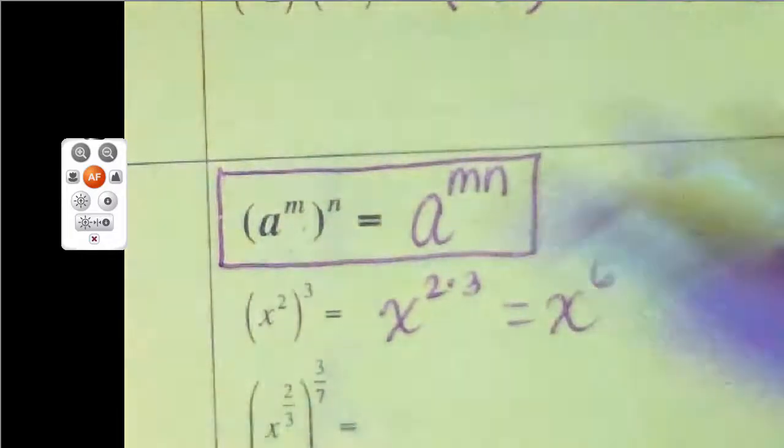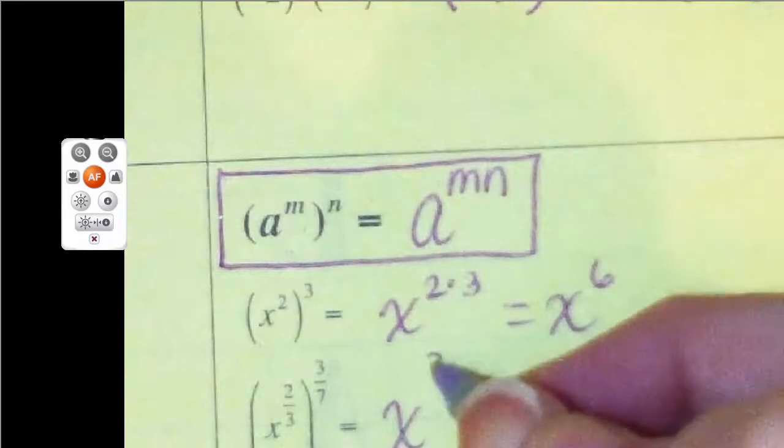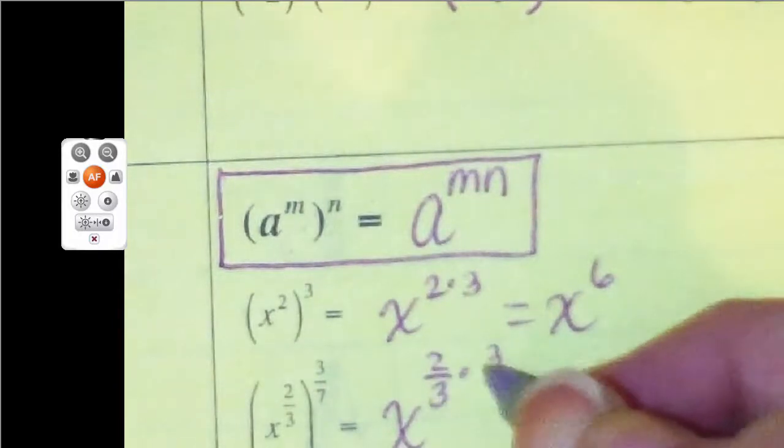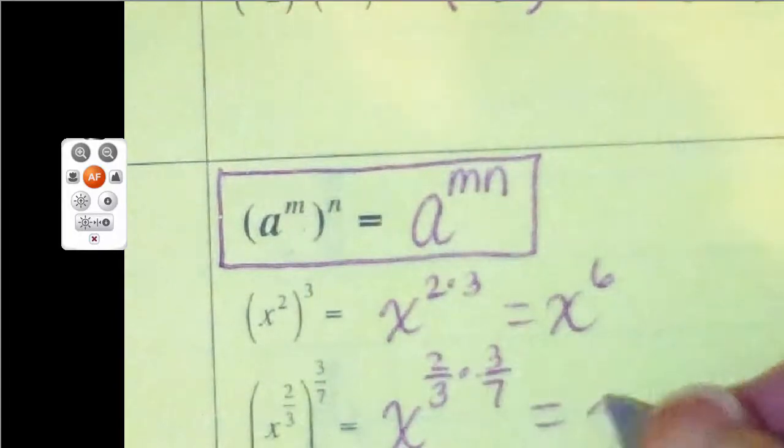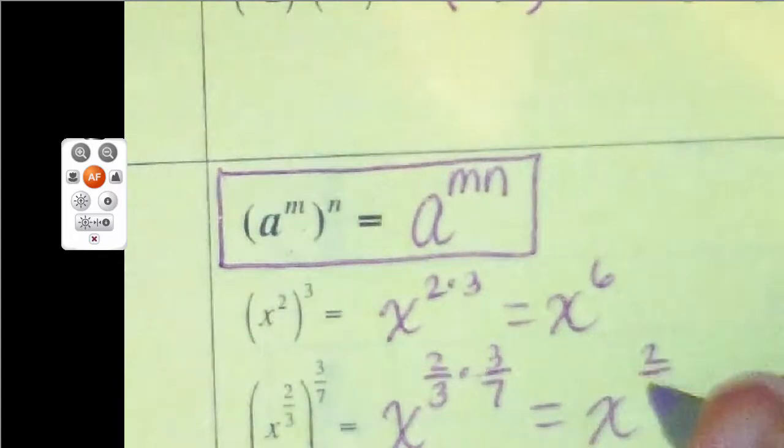X to the 2/3 raised to the 3/7 is x to the 2/3 times 3/7, which is x to the 2/7.